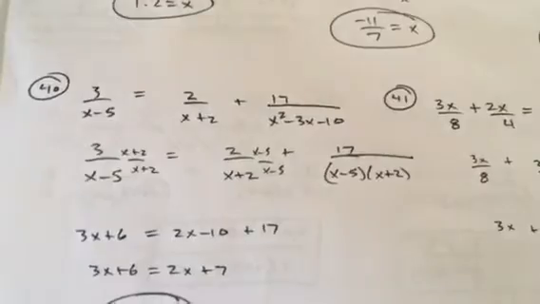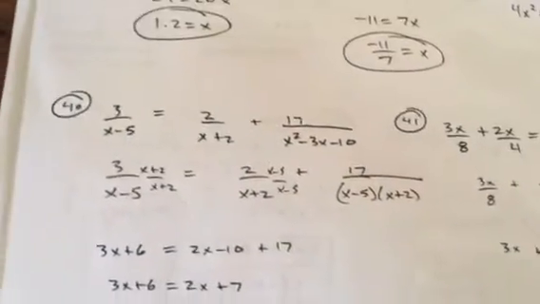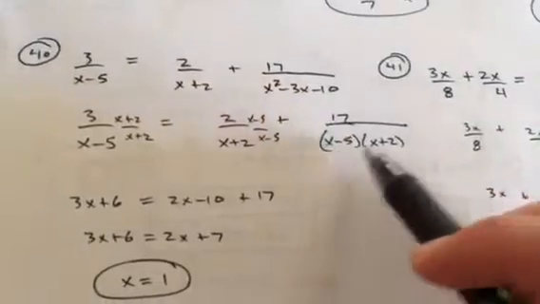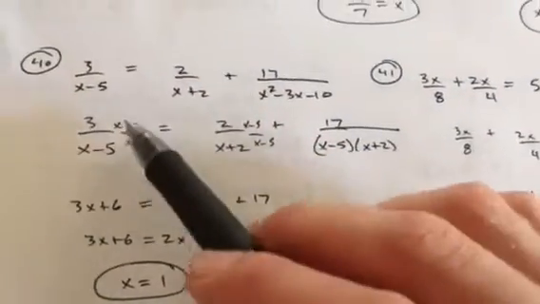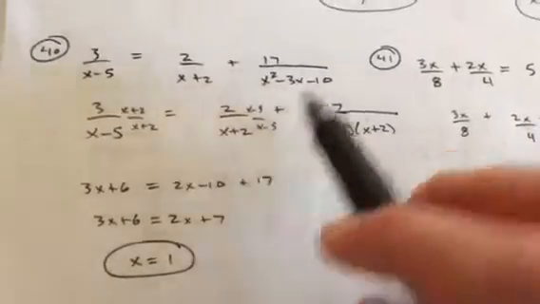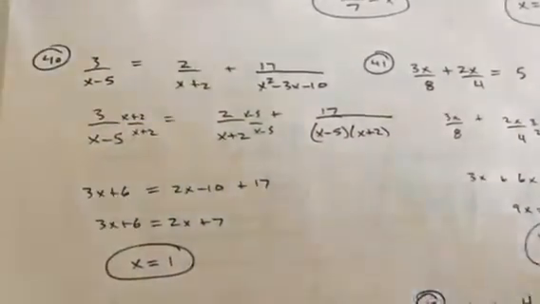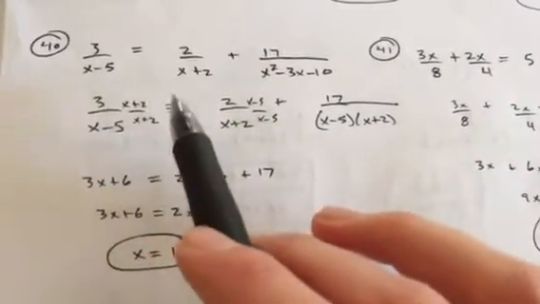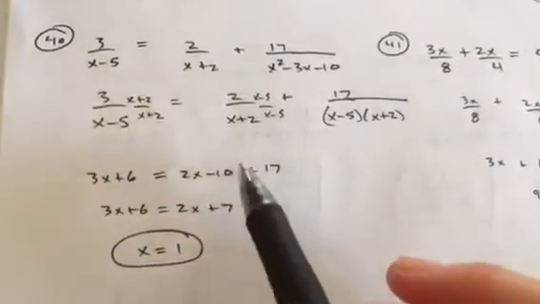You got to make the denominators the same on 40 through 43 here at the end. So factor this one. You got x minus 5, x plus 2. This guy needs x plus 2 over x plus 2. This one needs the x minus 5 over x minus 5. When all the denominators are the same, then the numerators make a true statement. So 3 times this equals 2 times that plus 17.